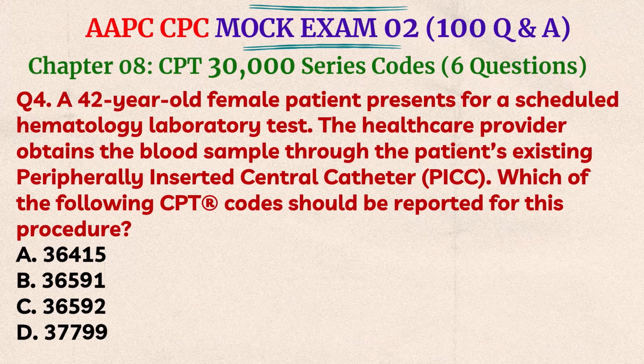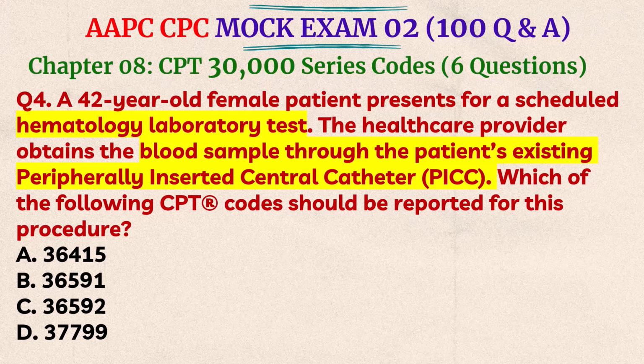A 42-year-old female patient presents for a scheduled hematology laboratory test. The healthcare provider obtains a blood sample through the patient's existing peripherally inserted central catheter, that is PICC. Which of the following CPT codes should be reported for this procedure? There are 4 codes available. Take your CPT code book and find the answer.